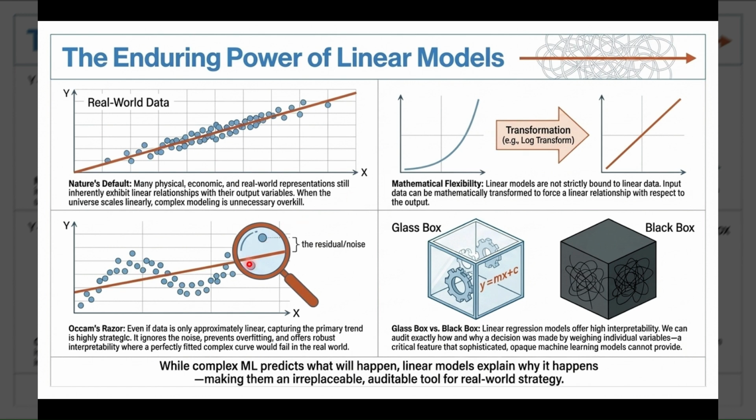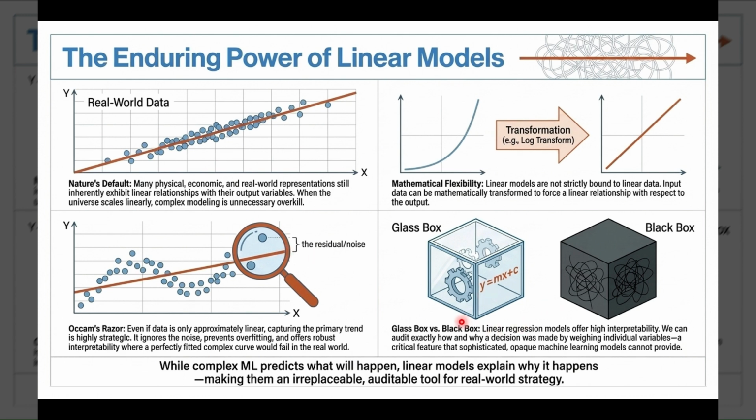Occam's razor. It's the principle of Occam's razor basically states that when you have multiple explanations, often the simplest explanation is the most robust and best. Even if the data is slightly curvy, quadratic, cubic, a linear trend captures the primary signal and cuts through the noise. This is very, very helpful when we're trying to get a high level intuition or sometimes even more incisive insight.